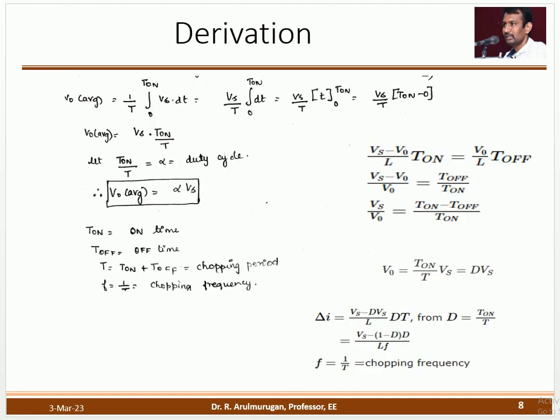This is the equation of the buck converter: V naught average is equal to alpha into Vs. What is alpha? Duty cycle. Duty cycle alpha is equal to T on divided by T, that is, on time divided by total time. What is the total time? On time plus off time. And 1 upon T is equal to the frequency.